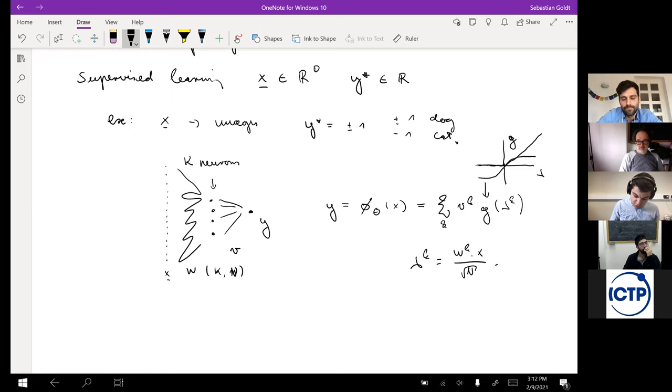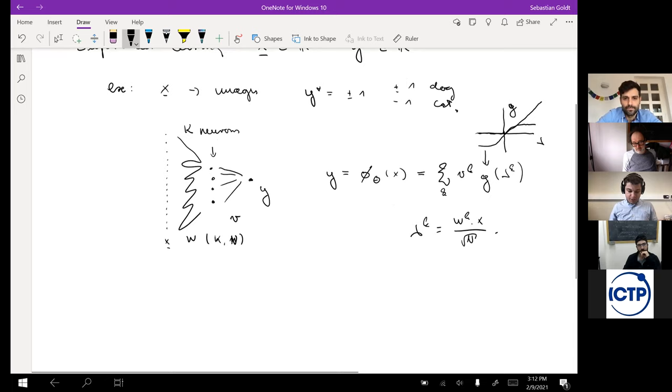And then we have a second layer of weights that I'm going to call V. You just take the sum over the neurons weighted by the second layer weights, and that gives you the output. Okay. So this is going to be the function class that we're going to focus on, these two layer networks.